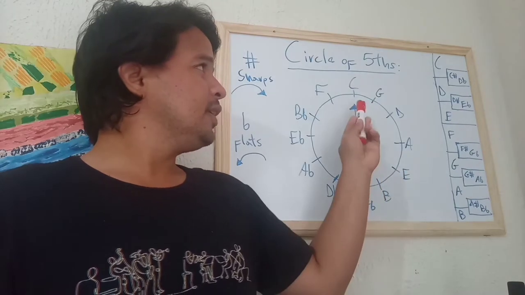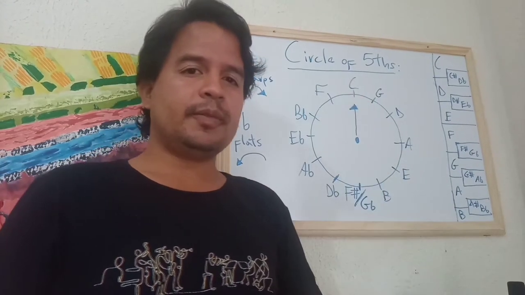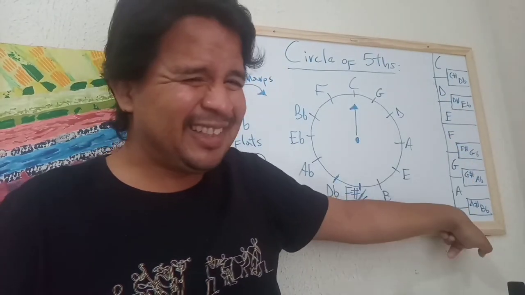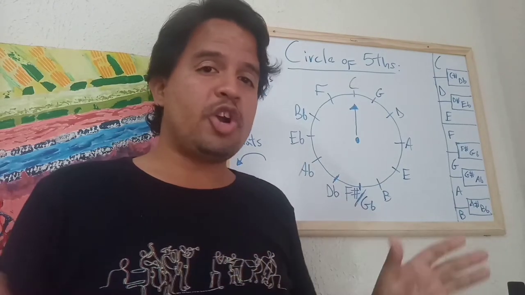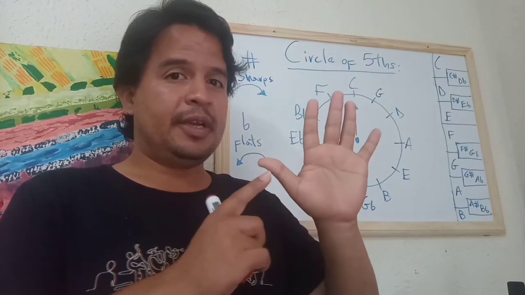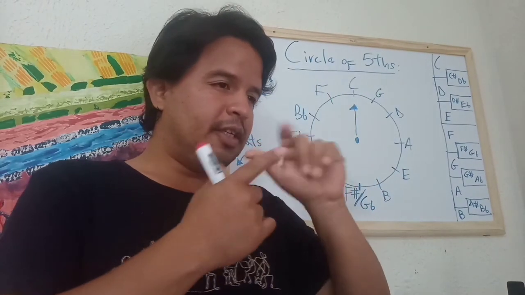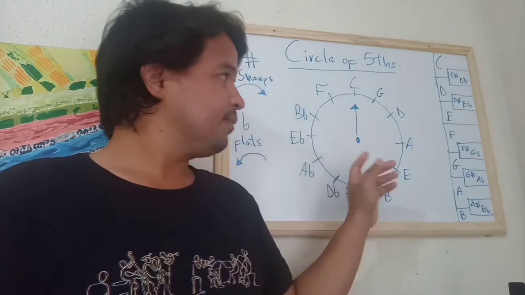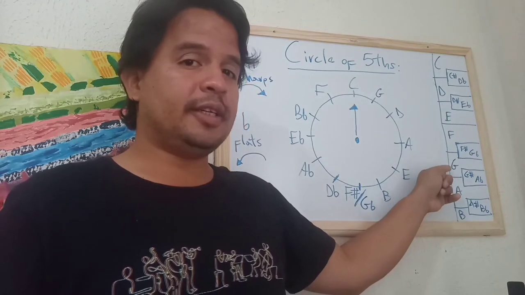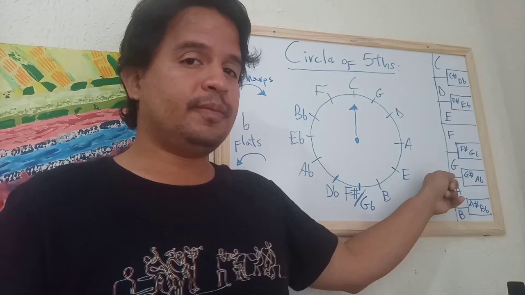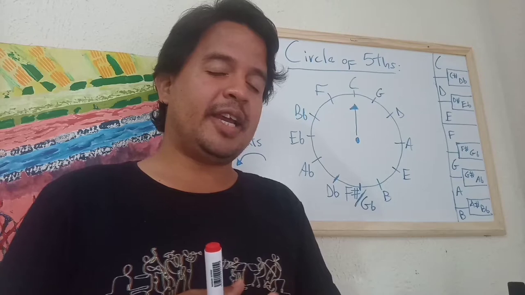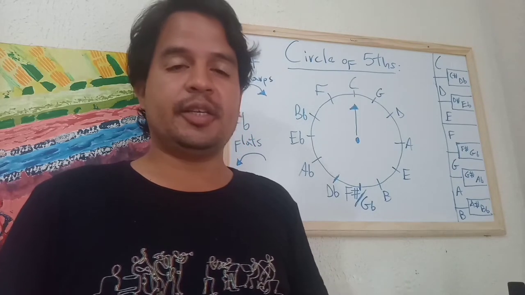So you have the C major scale, C, D, E, F, G, A, B, C, with no sharps or flat notes. Then if you think of the fifth after C, C, D, E, F, G, and you play that same major scale starting on the G, you will have F sharp, your first sharp note inside a key or a tonality.